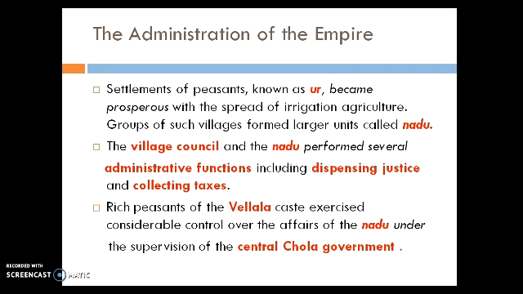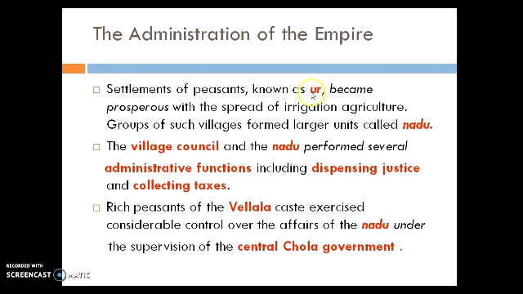See, settlement of peasants is known as Ur, or Or. These Ur means it is a general assembly of a small village, and these small villages formed large units called Nadu.